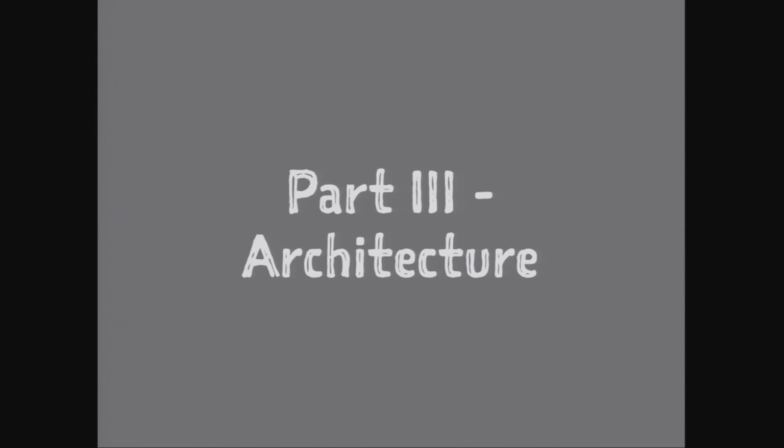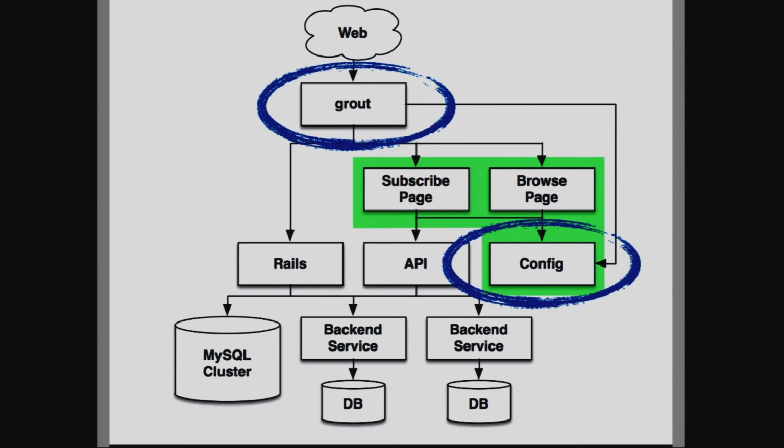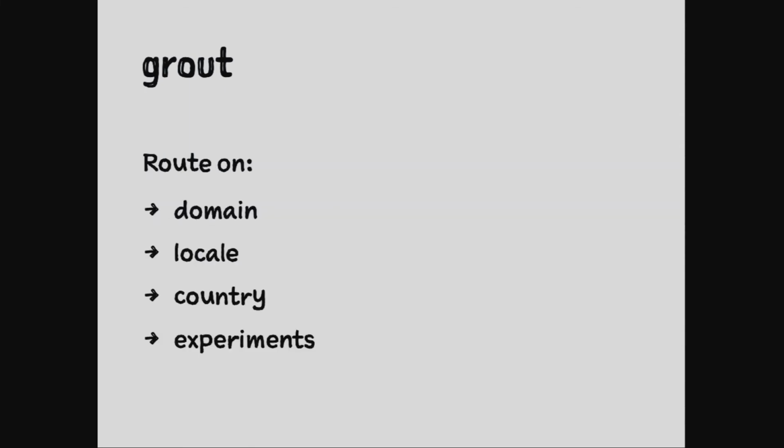So this is where we start building out a few pieces of architecture that allow us to support all those additional use cases. So this is kind of the end state that we get into now. And we're going to start to drill into Grout, the config, and the way that we share layout across those applications. Grout is our switchboard for incoming requests regarding iTier applications. So it allows us to use business logic to route an incoming web request to one of these many services.